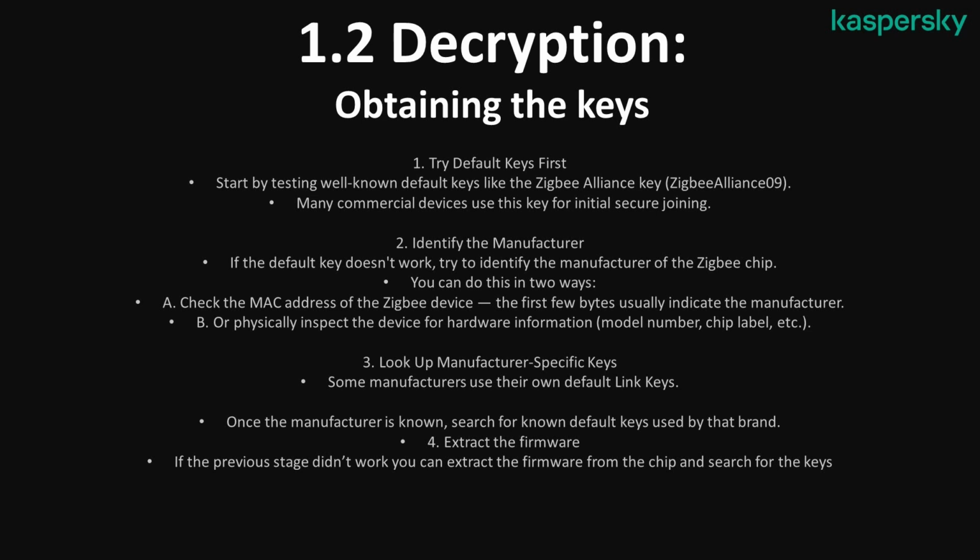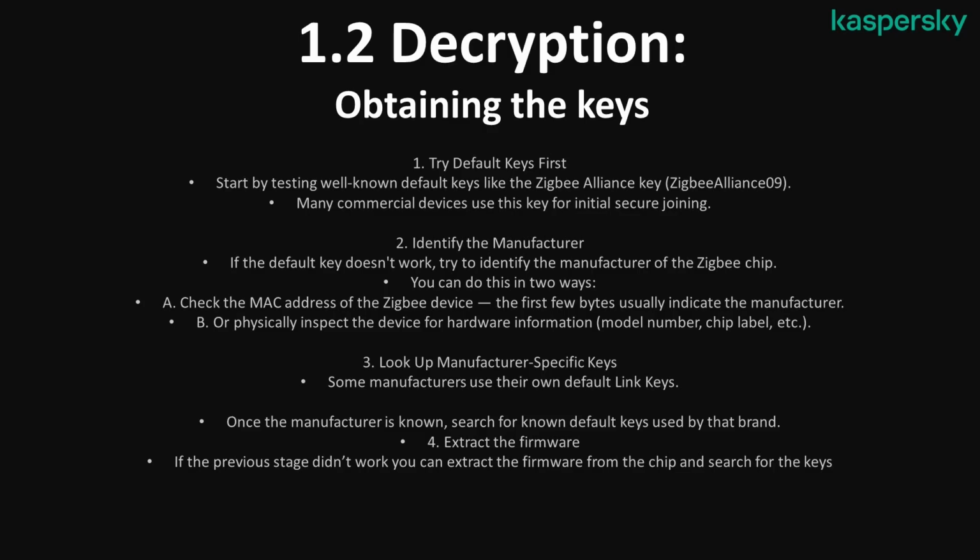The second step, if your first step didn't have any success: you identify the manufacturer. How can you do that? By the MAC address that you obtain from the traffic, or, if you have physical access to the device, by looking at the chip. After that, you look in search engines for the default link and network keys, and maybe you are lucky to find them. If nothing happened with these three stages, you have only one option: to extract the firmware, reverse it, and search for the keys inside it.